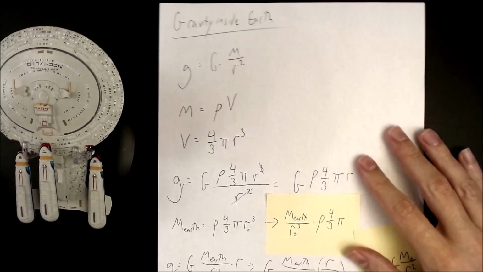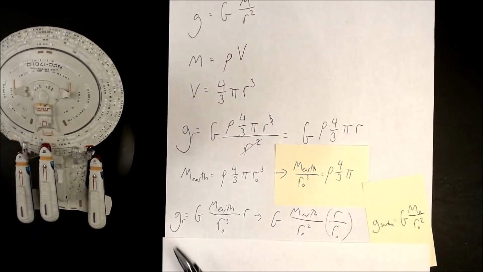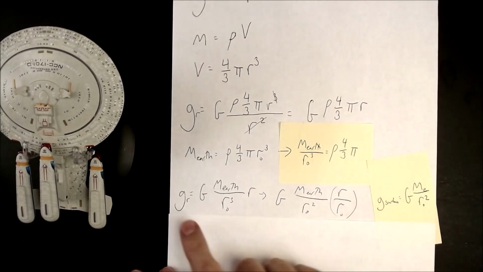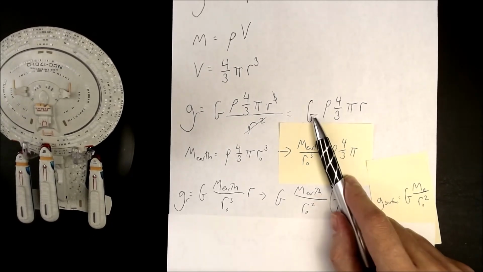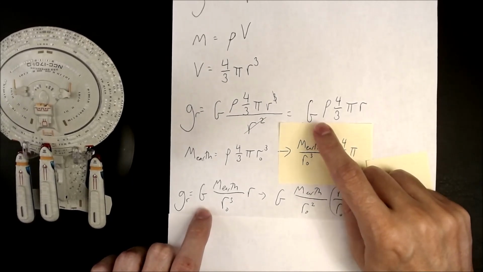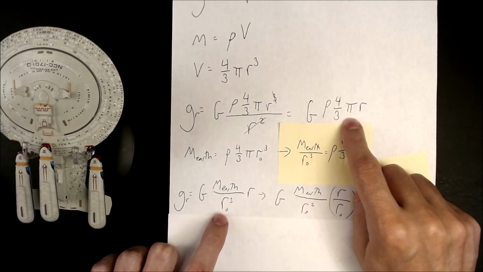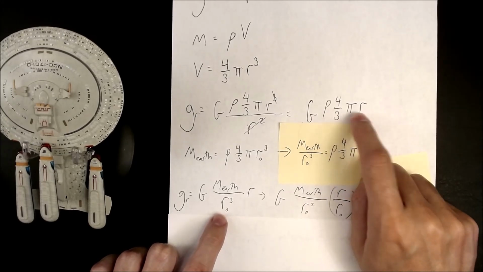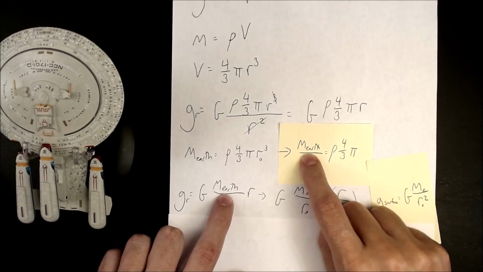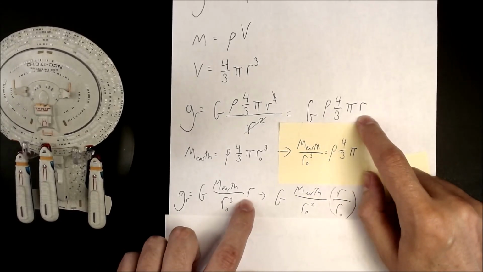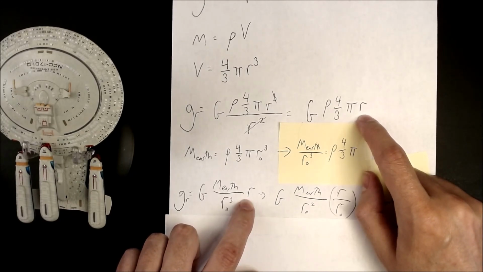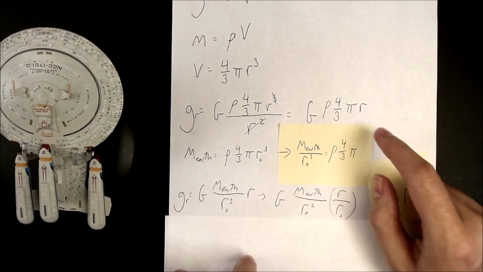That gets me that the gravity at some random radius inside the Earth should be G times rho times 4/3 pi, but that's equal to the mass of the Earth divided by the radius of the Earth cubed times r. Right there, r is the radius that we are testing at.